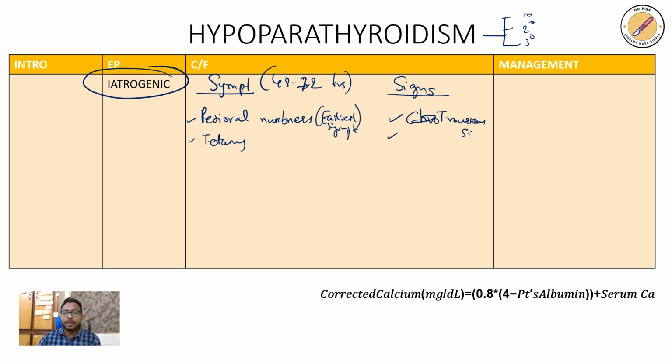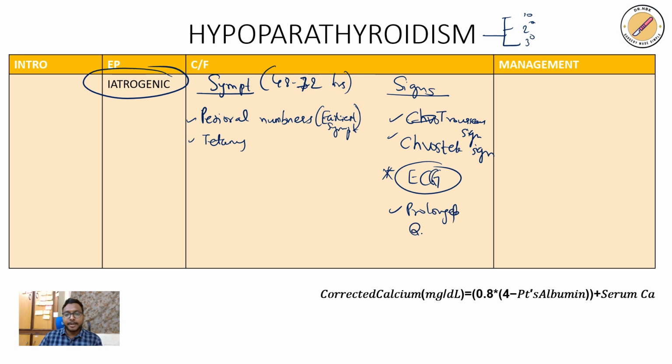One is Trousseau's sign. Another one is you will tap on the preauricular area and you will check for twitching, that is called Chvostek's sign. Also, you can go for ECG, where it will show the signs of hypocalcemia, that is nothing but prolonged QT interval mainly. ST segment is also lengthened. Prolonged QT interval will be there.